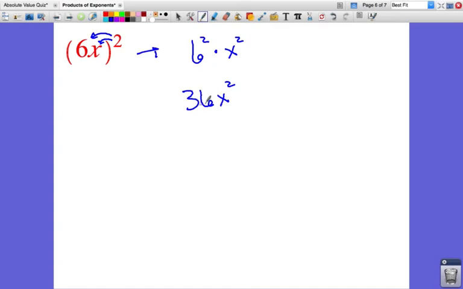So I'm still combining these. I'm still attaching these together in the end. But now I'm raising both pieces to the 2nd power.